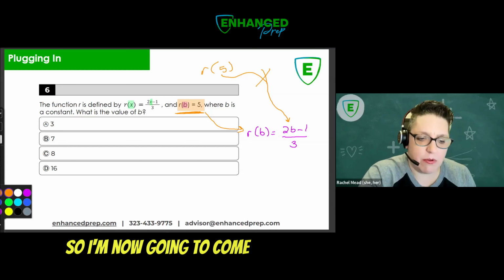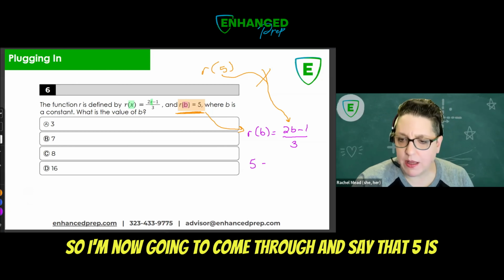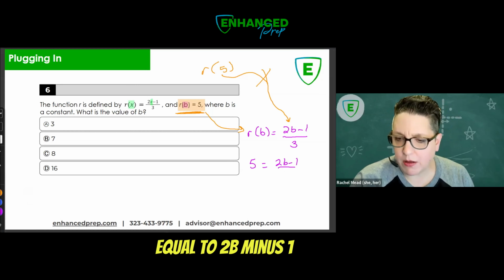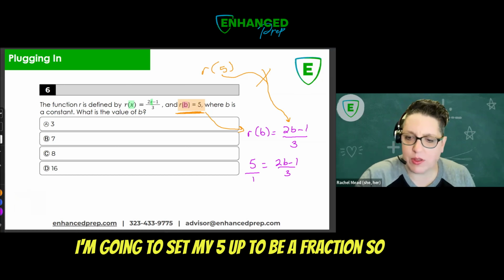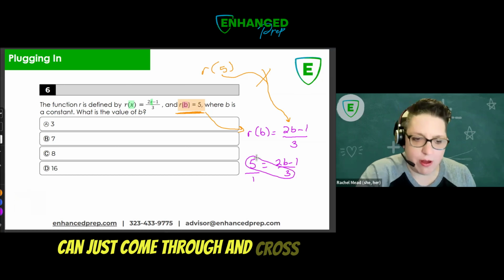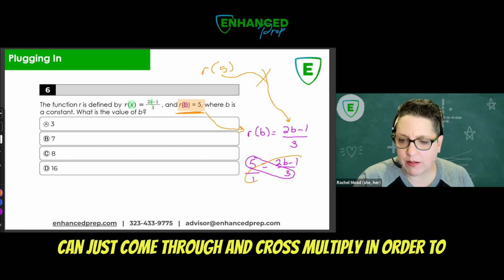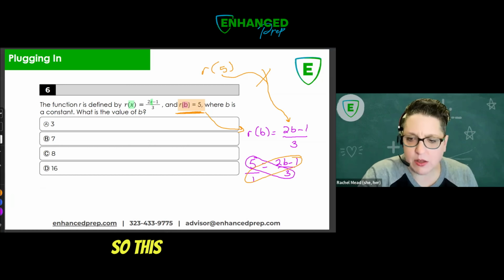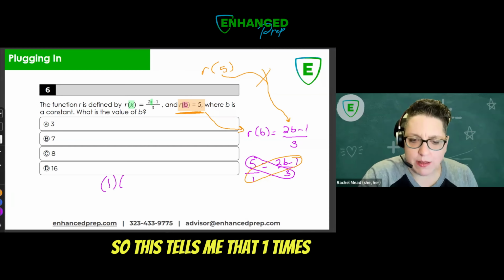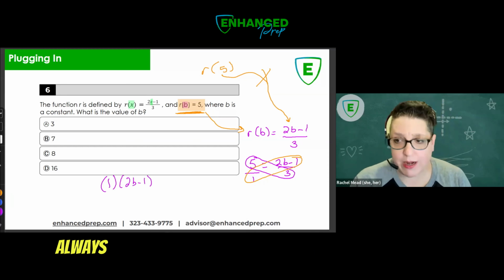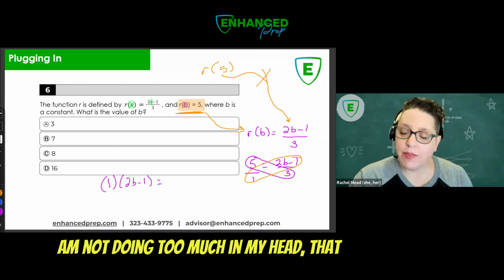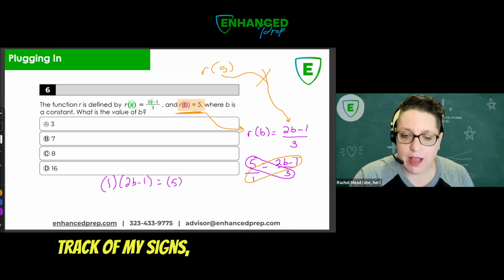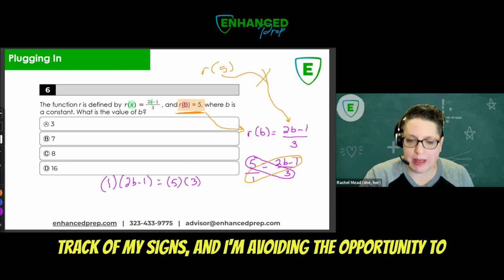So I'm now going to come through and say that 5 is equal to 2b minus 1 over 3. Now, fantastic. We've got a fraction that equals a whole number. I'm going to set my 5 up to be a fraction so that I can just come through and cross multiply in order to quickly clear out my fractions. So this tells me that 1 times 2b minus 1. Always write out my steps in order to make sure that I am not doing too much in my head, that I'm not losing track of my signs, and I'm avoiding the opportunity to make careless errors.